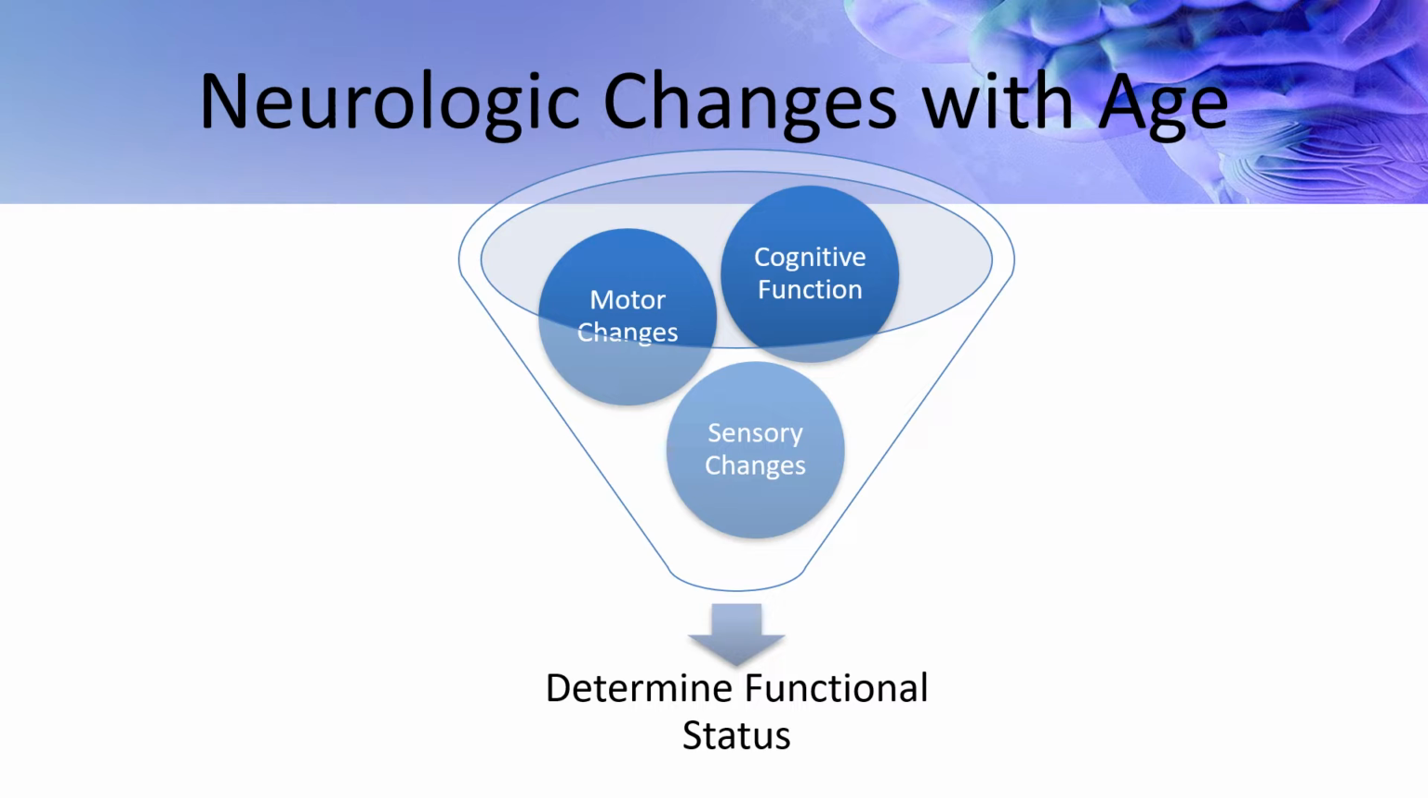Just as with our other systems, age affects your neurological status as well. We need to set a baseline with these patients to determine their functional status, and that baseline includes noticing their motor changes, their cognitive function, and their sensory changes. Sensory changes as we age: there's going to be a change in your vision and your hearing, and your touch sensation is going to decrease. Those all combined may lead to an increased risk of falls. So we want to make sure that patients that are affected by that are on fall precautions.